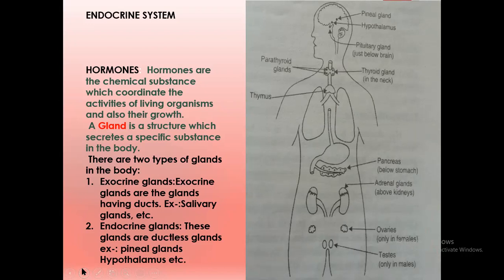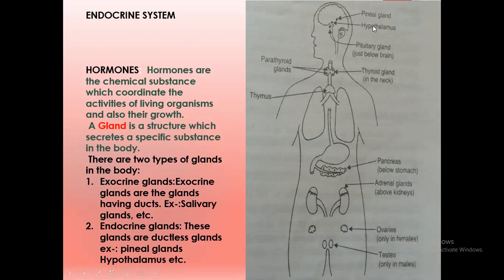What is an exocrine gland? Exocrine glands are the glands having ducts. For example, salivary glands and sweat glands are examples of exocrine glands. Endocrine glands are ductless glands. Examples are the pineal gland and hypothalamus. So here we will discuss the endocrine glands.